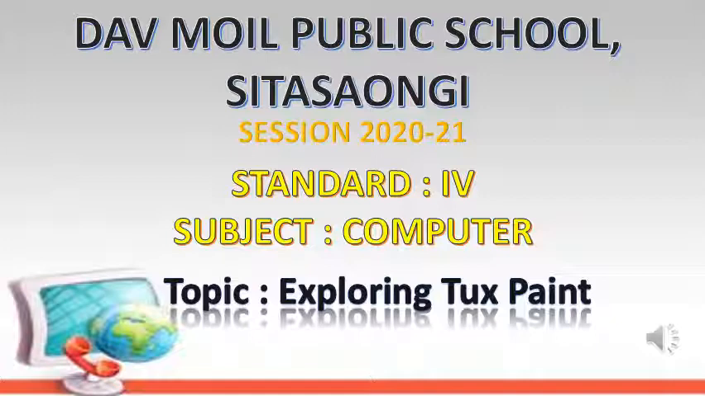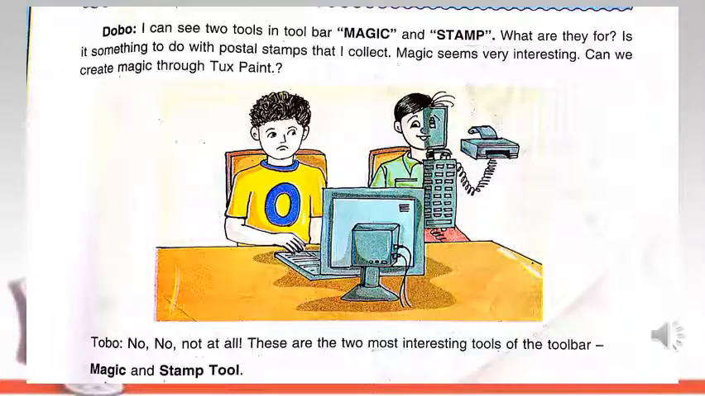This is standard 4th. Our today's topic is exploring Tux Paint. In this chapter we will discuss how to develop a creative skill using Tux Paint and develop and appreciate environmental ethics through stories. So let's go further.